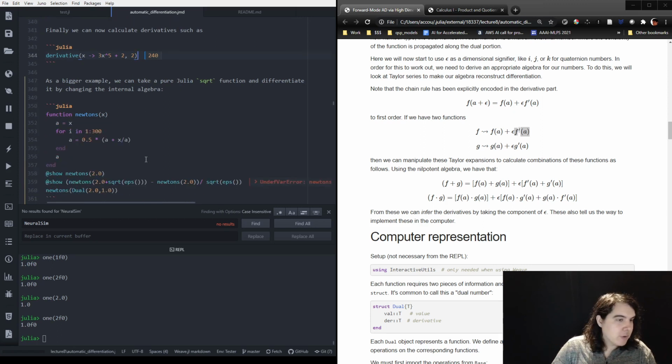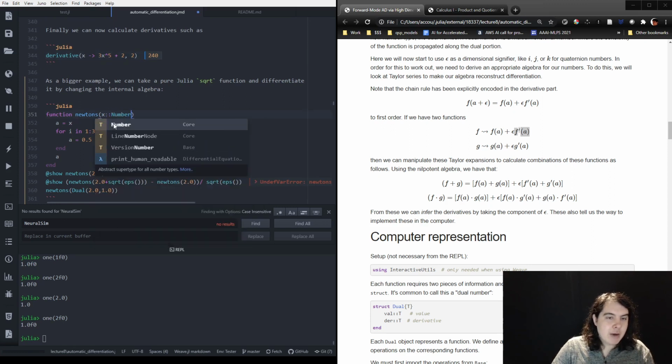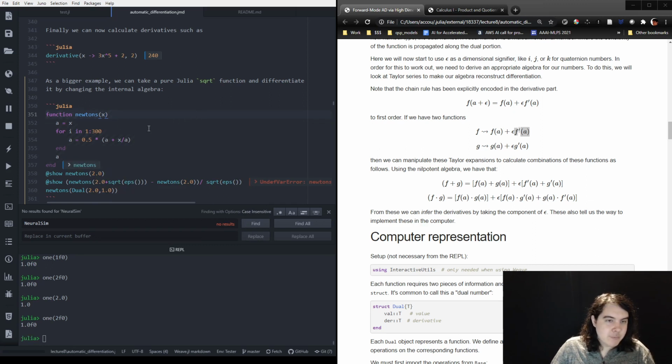We could even take derivatives of other functions. A lot of functions in Julia have fallback definitions. If I have to do a square root on a number, how would I define square root on a number? Well, you have this definition where you can find the square root by using this iterative process.